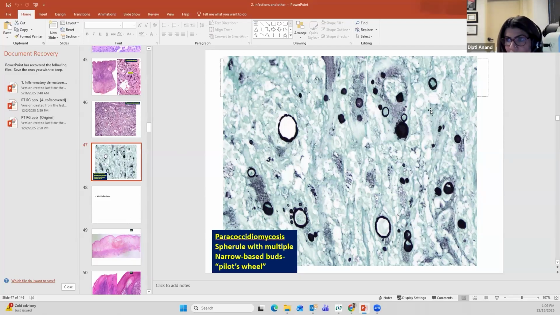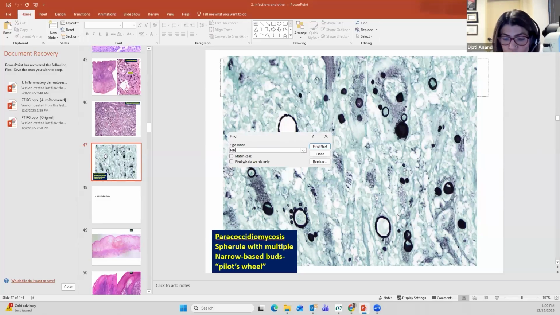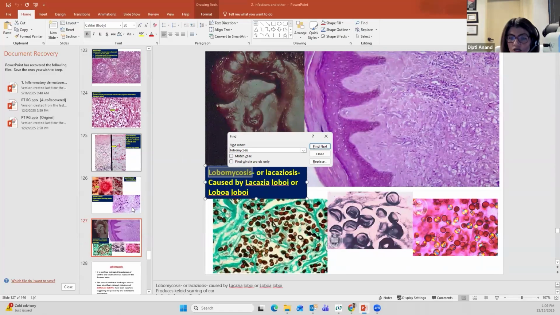I did not talk about lobomycosis, so let's go to lobomycosis. Lobo has a very classic clinical presentation and a very classic morphology. Spelled it wrong.